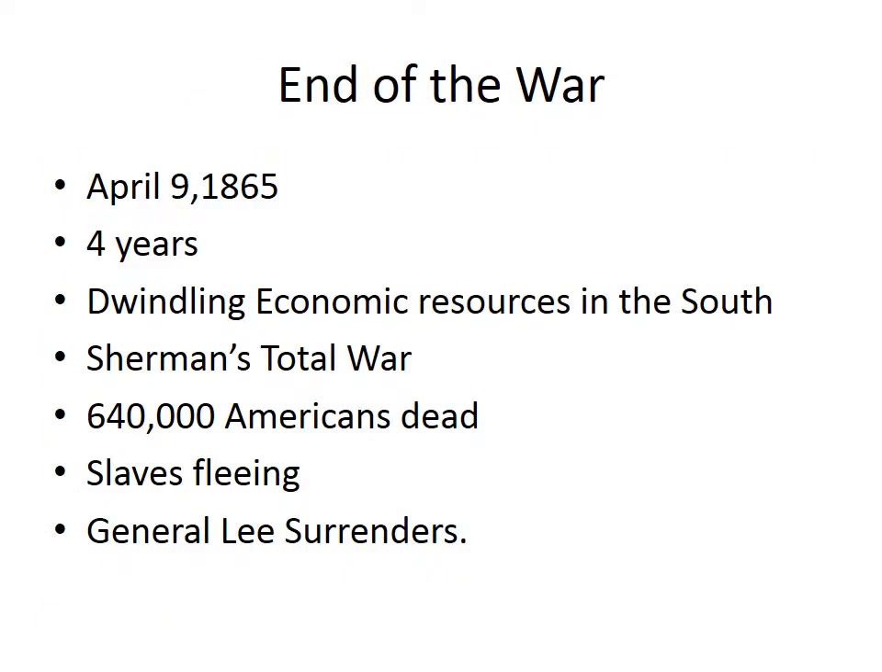So the end of the war is going to come. The war is going to last 4 years. The South's economic resources are dwindling because they didn't get the support from Great Britain or France. And then, of course, with Sherman's raid going through and destroying everything with his total war, you've got 640,000 Americans dead. You've got slaves fleeing and joining the North. General Lee, commander of the Confederates, is going to surrender at the Appomattox Courthouse.